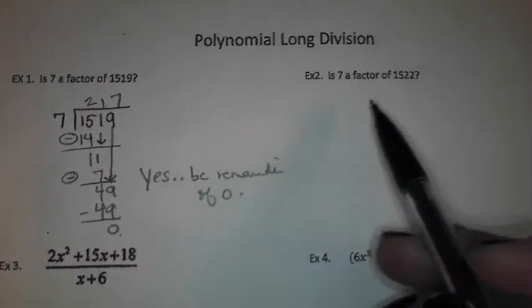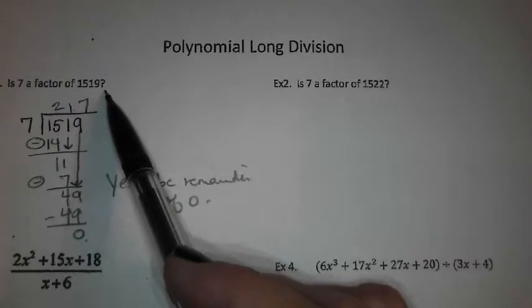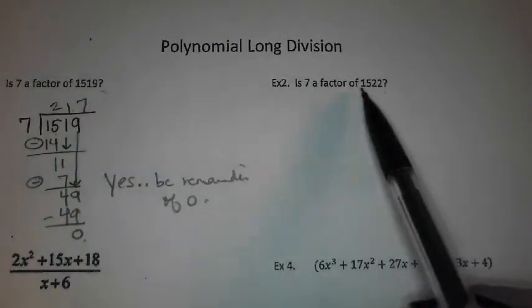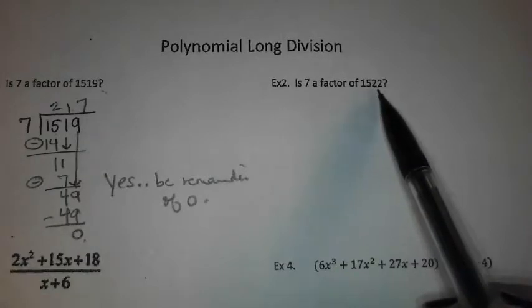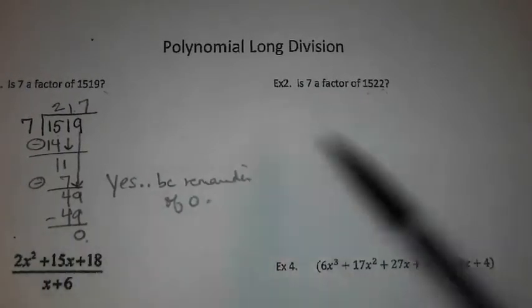I'm just going to go ahead and guess, because 7 goes into 1519 evenly. Is 7 going to go into 1522 evenly? No. What will our remainder be? What'd you say, Jordan? 3. How'd you get that? Right, 7 goes into 1519, so 1519 to 1522 is going to be a remainder of 3. So we would do that same thing, but we would have a 3 as our remainder.